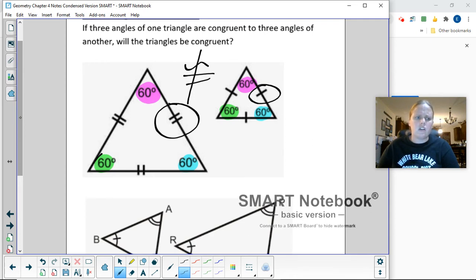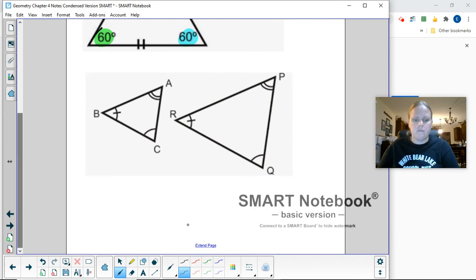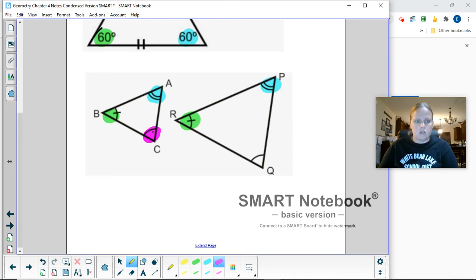But let's look at another example that's not equilateral. Here I have a single mark and a single mark, a double mark and a double mark, and then a single curve and a single curve. So here again I have three congruent matching corners, B and R, A and P, C and Q. But clearly they are not the same size. And again, that's because one could be a shrunken version of the other.